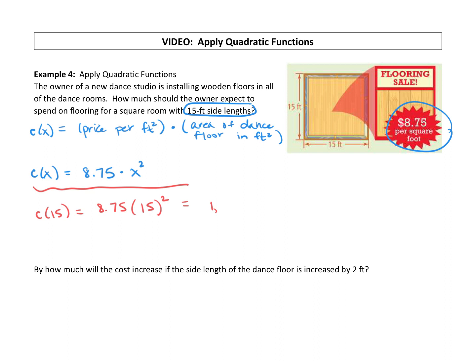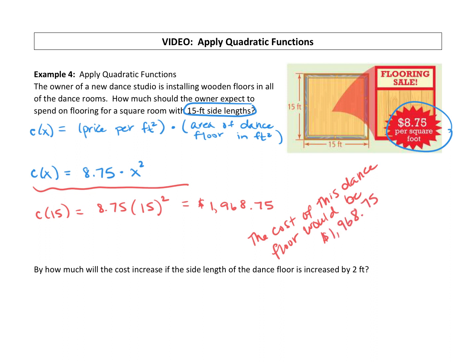We would get 1,968. We're going to round this to 2 decimal places, to the nearest hundredth, because this is dollars and cents. And we'll throw a dollar sign on that. So what we just figured out is that the cost of this dance floor, it's always nice to answer a word problem in words, would be $1,968.75. That is what the owner can expect.